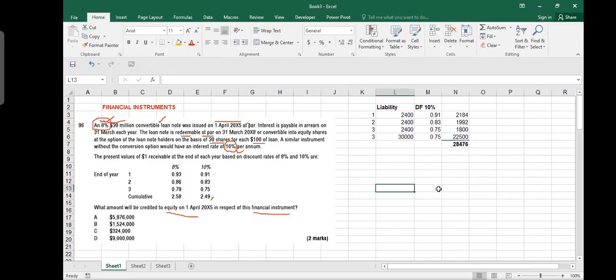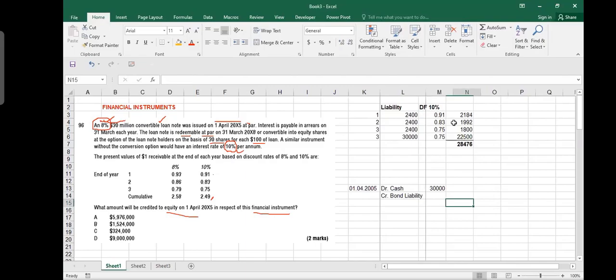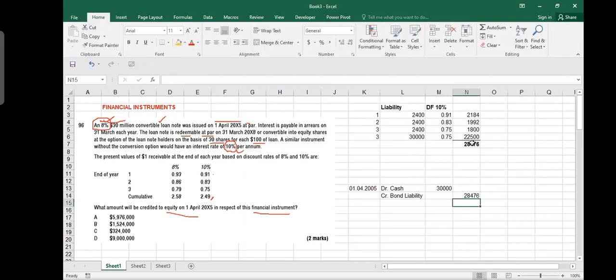So what you say is that when you issued it on 01/04/2005, on this particular date, when you issued the financial instrument or this bond, you would say debit cash, which is 30 million, and you would say credit bond liability on this particular date, which is 28,476, and you would say credit your equity. The difference of these two will be your equity. 30 million minus 28,476 gives you an equity of 1.524.